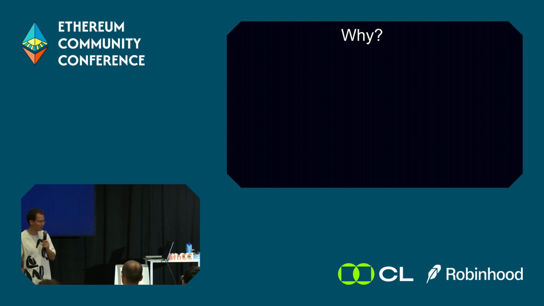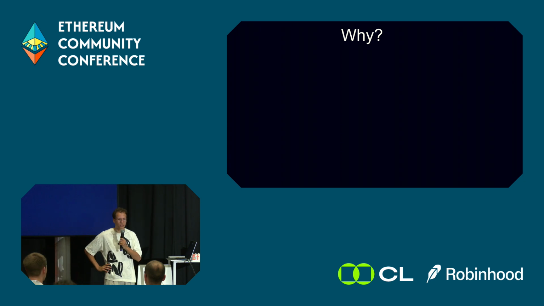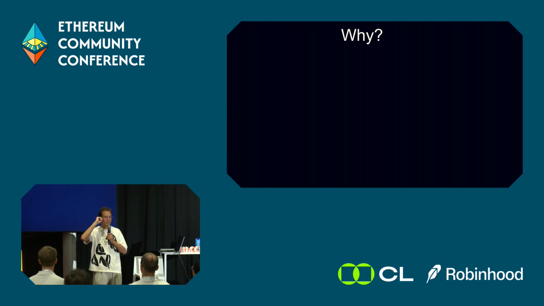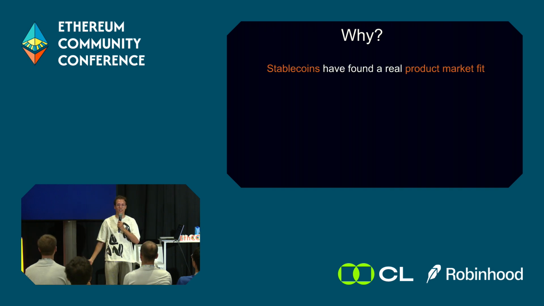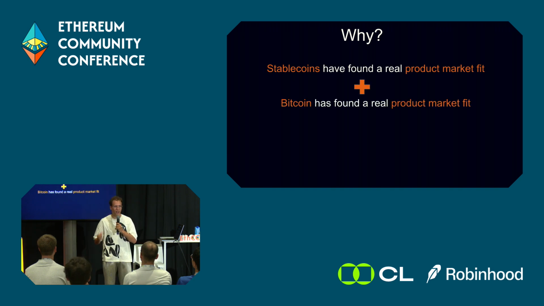why do we need this? Well, first of all, there are not a lot of applications in crypto that have found real product market fit, right? But there are a couple of ones. The first one, stablecoins. We've all used USDC, we've all used USDT, we've all used stablecoins. There's tons of different stablecoin protocols. It has found real product market fit, right? There's another product that has found real product market fit, and it's called Bitcoin, obviously, right? When you talk to your grandma about crypto, they're like, oh, Bitcoin, right? Everyone knows about Bitcoin. When you combine those two, you get something cool.